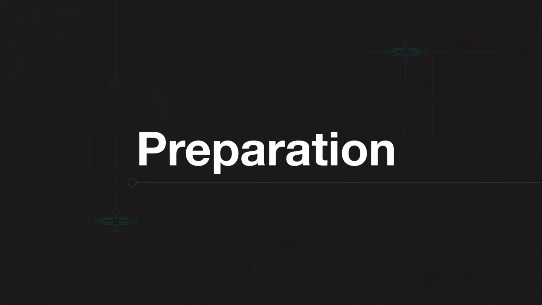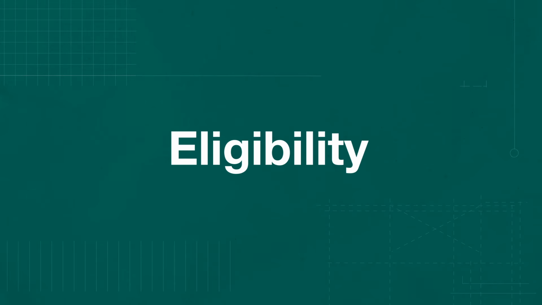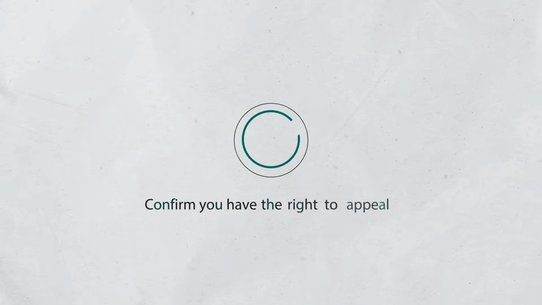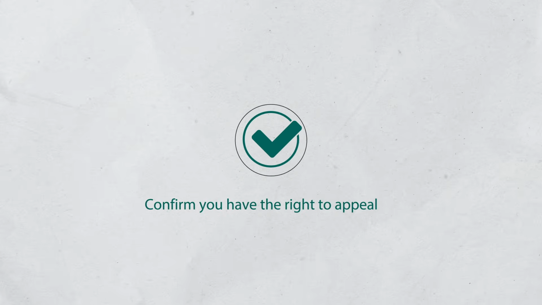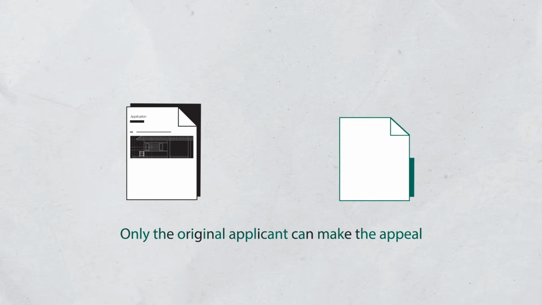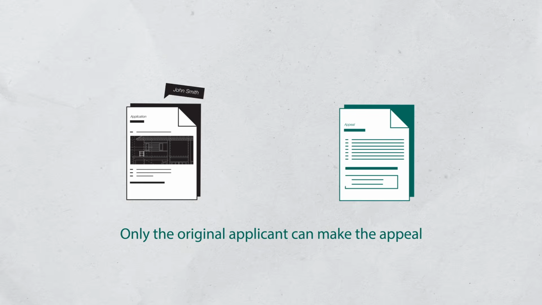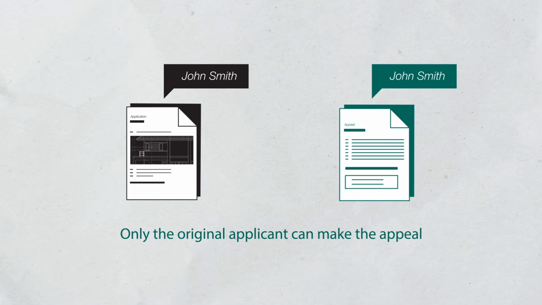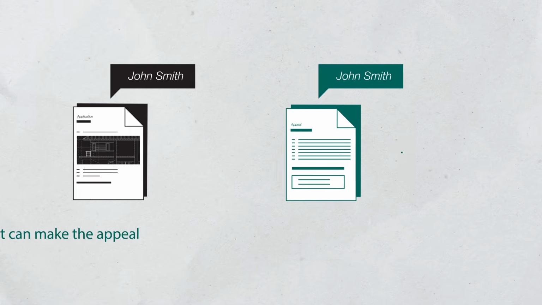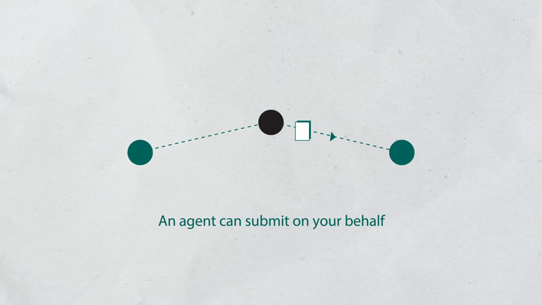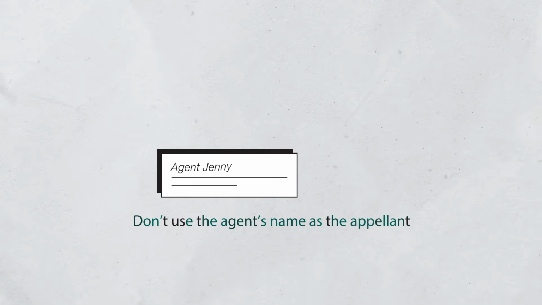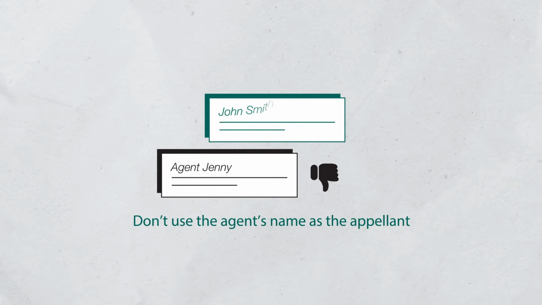Preparation. Eligibility. When you make your appeal, we need to confirm you have the legal right to do so. Only the person who made the original planning application can appeal, and their name must match the original application exactly. If you're using an agent, the agent can submit the appeal on your behalf, but the appellant must be the original applicant. Don't put the agent's name as the appellant. This will invalidate your appeal.